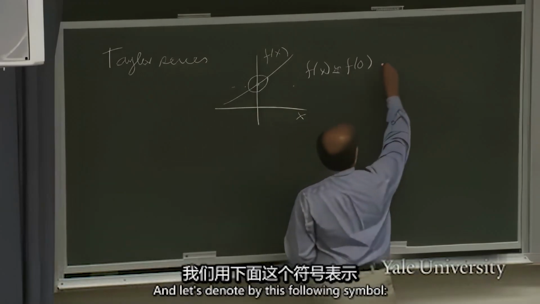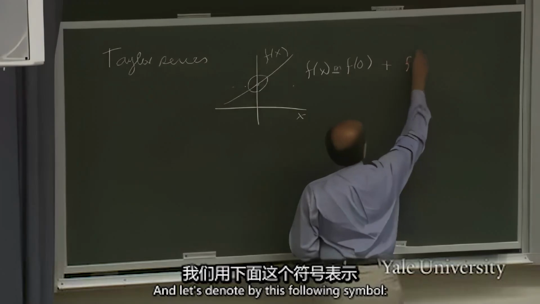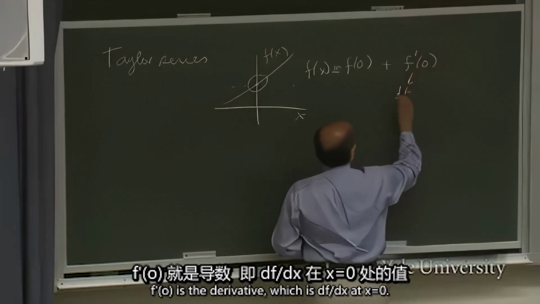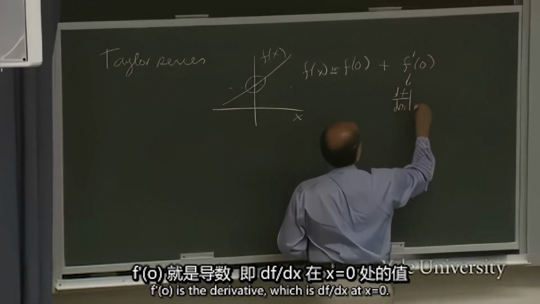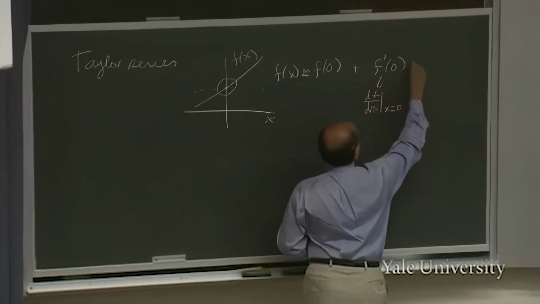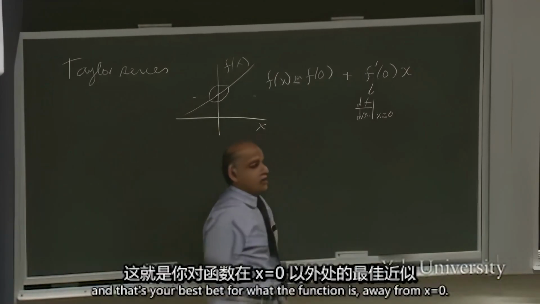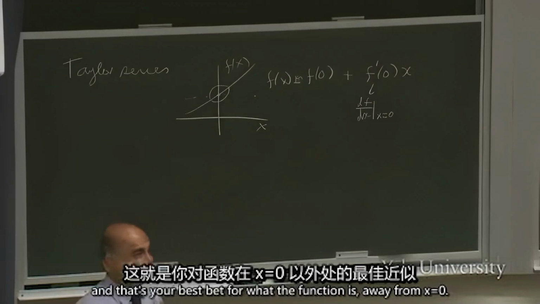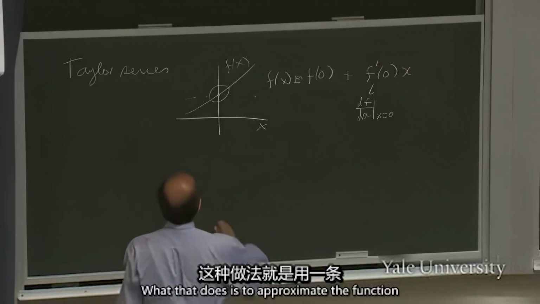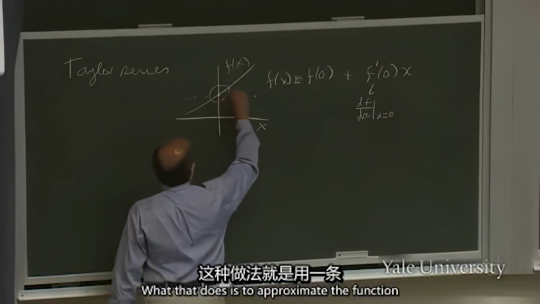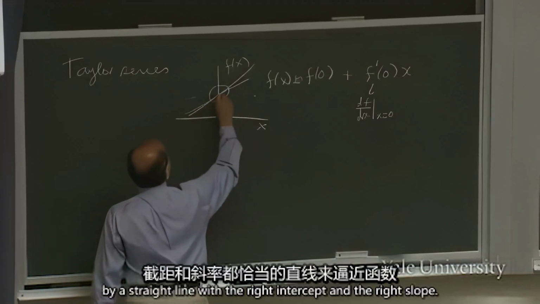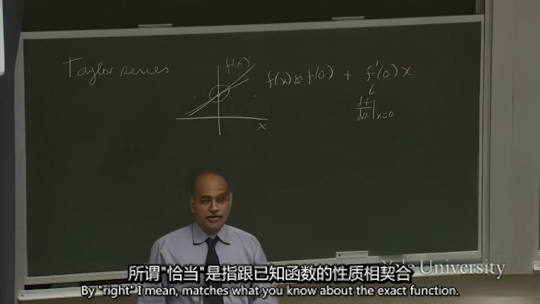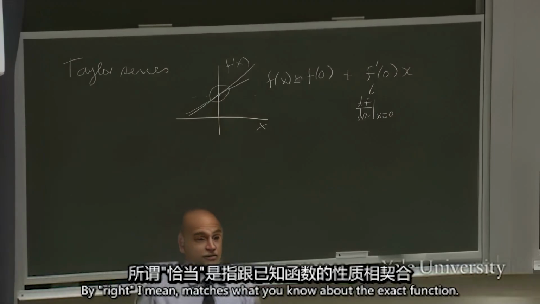And let's denote by this following symbol, f prime of 0, the derivative, which is df dx at x equal to 0. And you'll multiply it by x, and that's your best bet for what the function is away from x equal to 0. What that does is to approximate the function by a straight line with the right intercept and the right slope. By right, I mean matches what you know about the exact function.